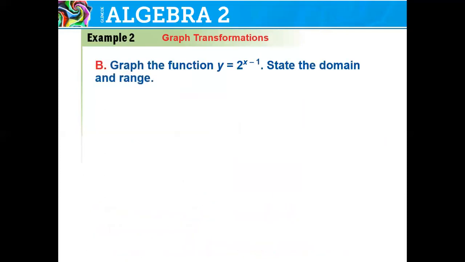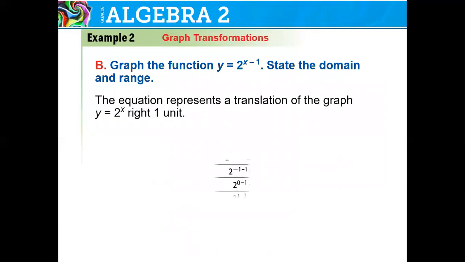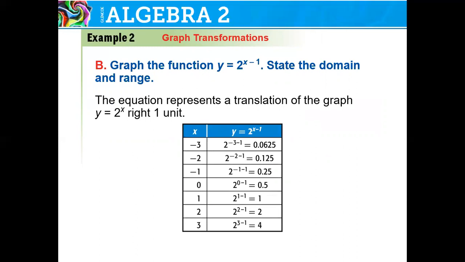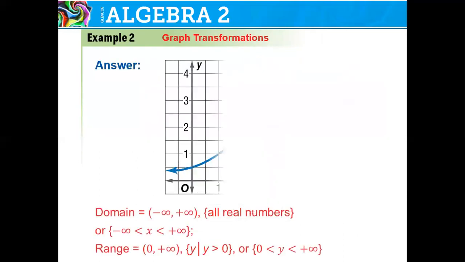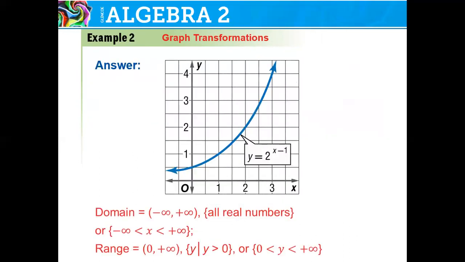Let's see our next example. We need to graph the function y equals 2 to the power x minus 1. Here I have a horizontal translation by 1 unit to the right. And again, here is the table. By graphing it, I will have this graph. Again, the real numbers are the domain. And here my range is not affected. It's still the x-axis because I had only a horizontal translation, but not a vertical translation.